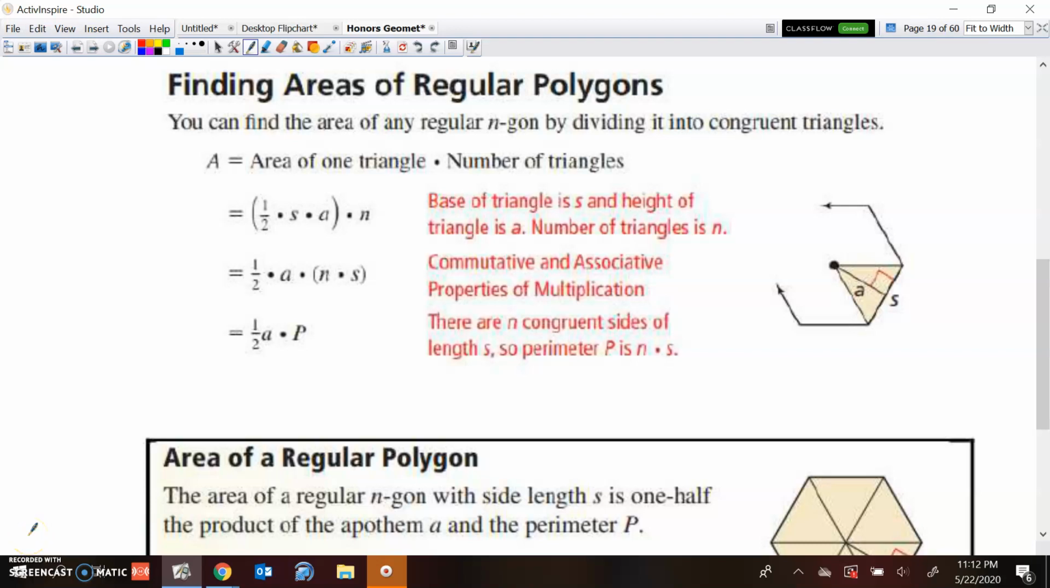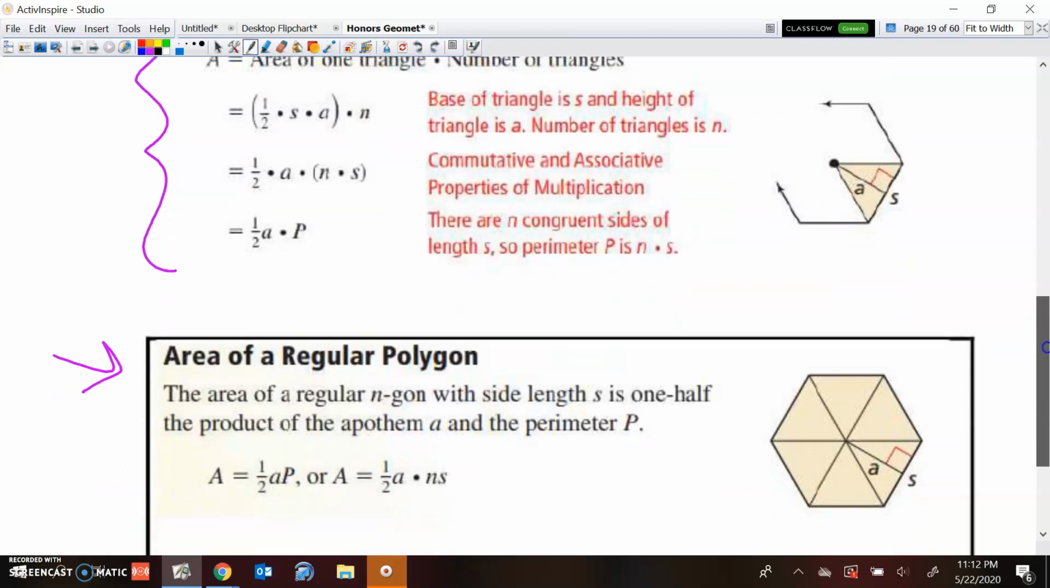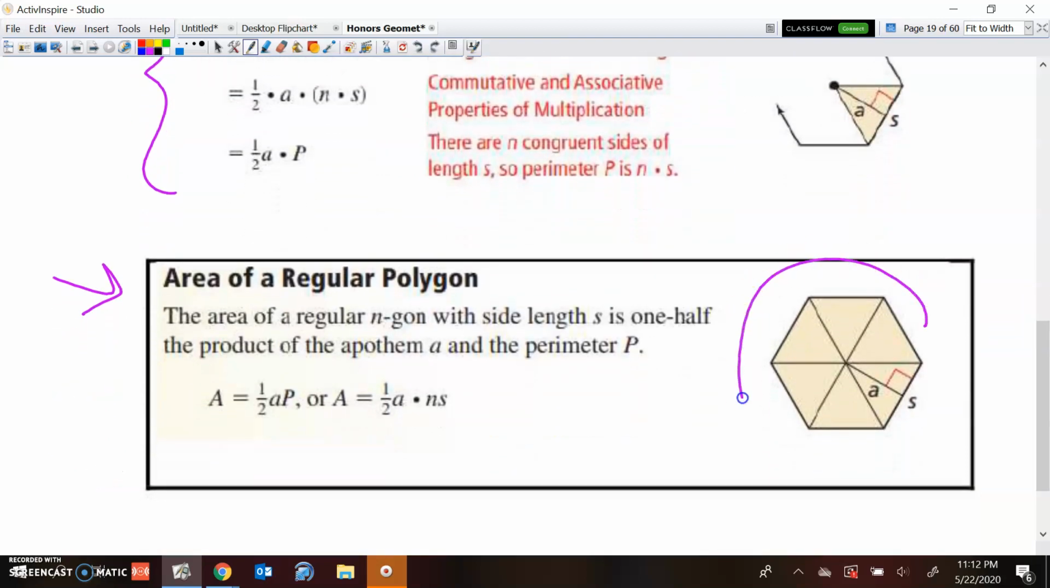All right, so now we're going to continue on. We're going to find the areas now that we've named some of those properties of regular polygons inscribed in circles. Now, again, down here is just the formula, but I want us to understand where it comes from. So if they want us to find the area of any regular n-gon divided into congruent triangles, it's really pretty easy. And if I use this picture down below, we have this hexagon.